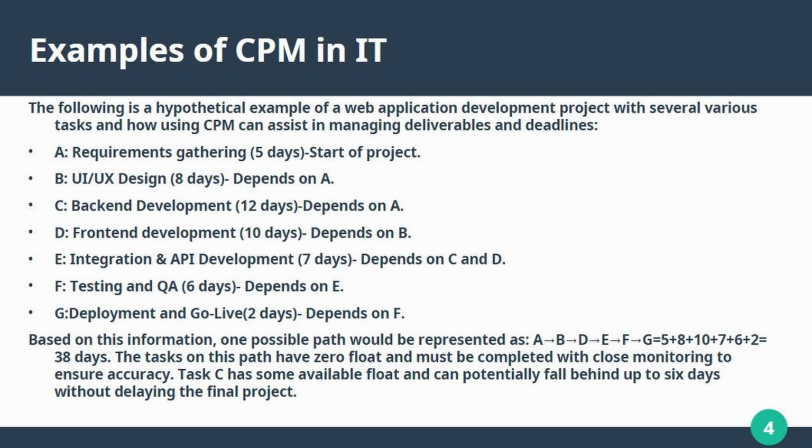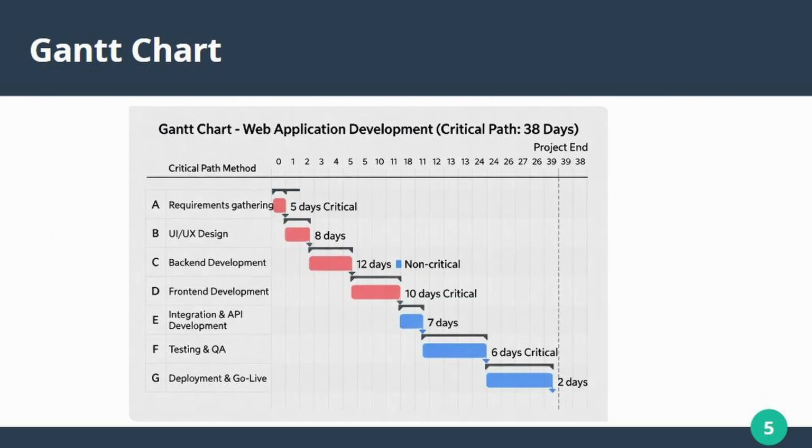So based on this information, one possible path would be represented as A to B to D to E to F to G with all of the estimated dates listed as well, adding to 38. So the tasks on this path have zero float and must be completed within close monitoring to ensure accuracy. C has some available float, and that's why it wasn't listed in the sequence given.